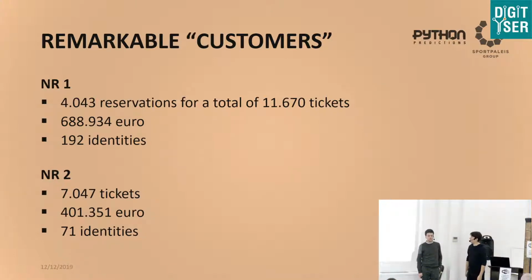And number one is a case of our best customer, basically. He bought many tickets, had many reservations, had a huge markup on that amount. So that's what he bought from us. But his markup must have been huge based on this. And the identities is what was really weird.